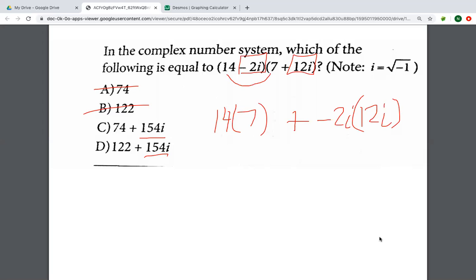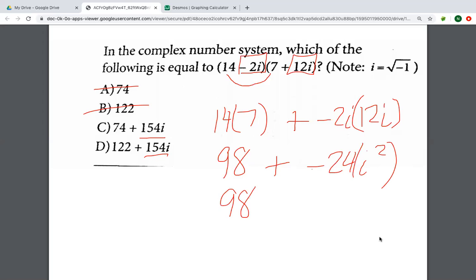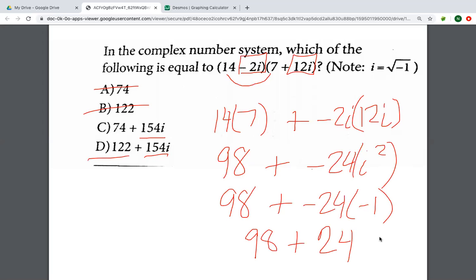Okay, so 14 times 7 is 98 plus -24i squared. And remember, again, i squared is just -1, so we have 98 plus -24 times -1. And then that's the same thing as 98 plus 24. So that gets us our 122. So that makes it D. Okay, thank you. Yeah, absolutely.